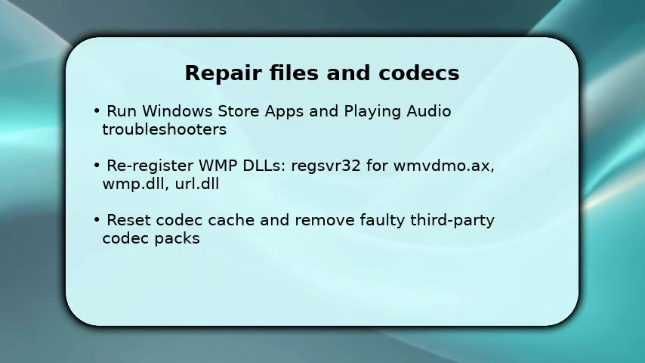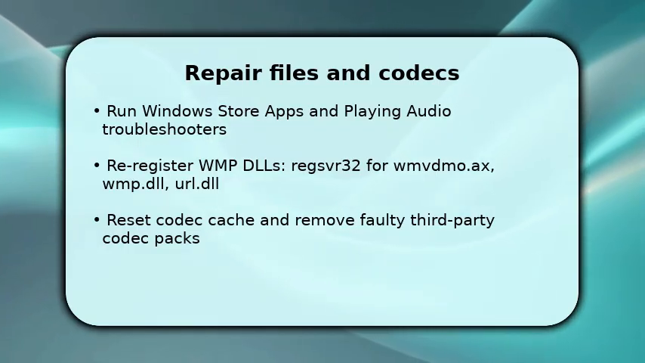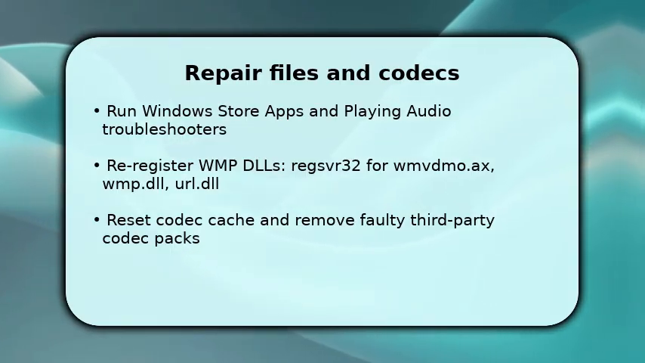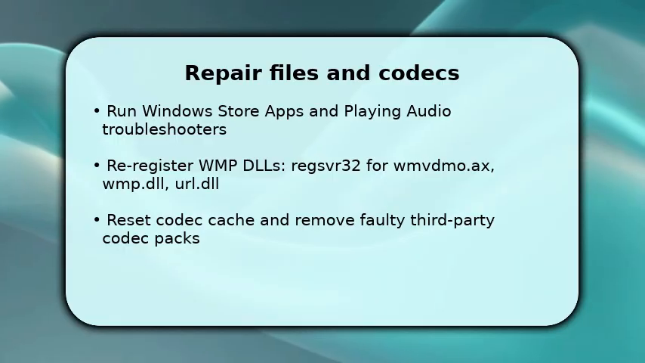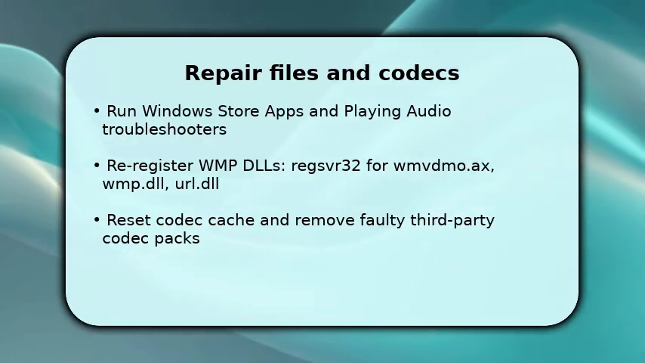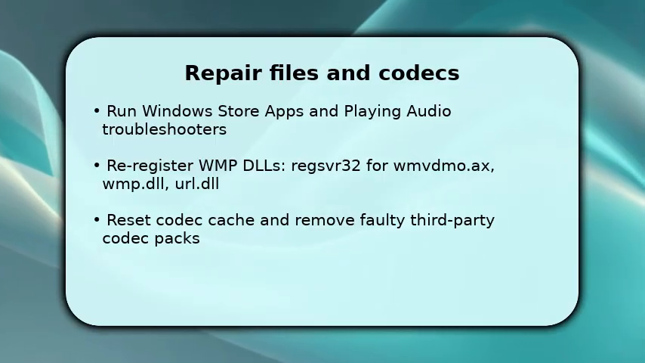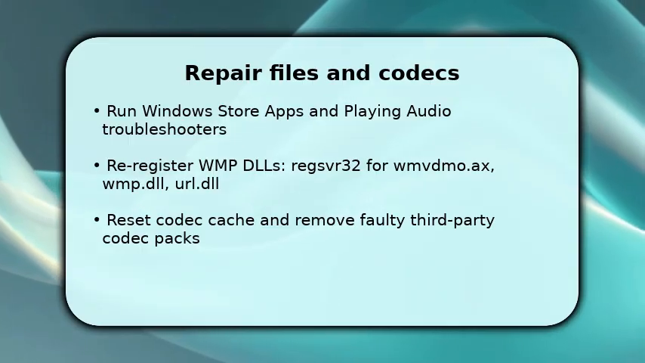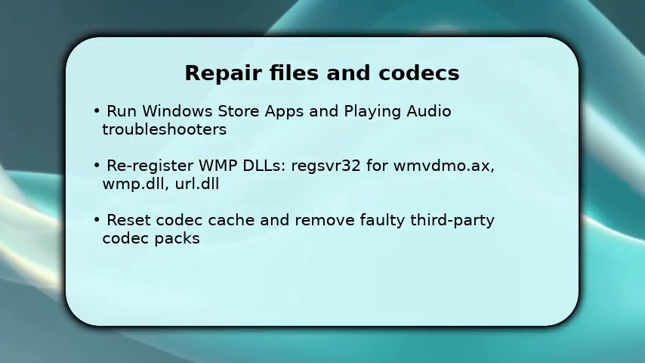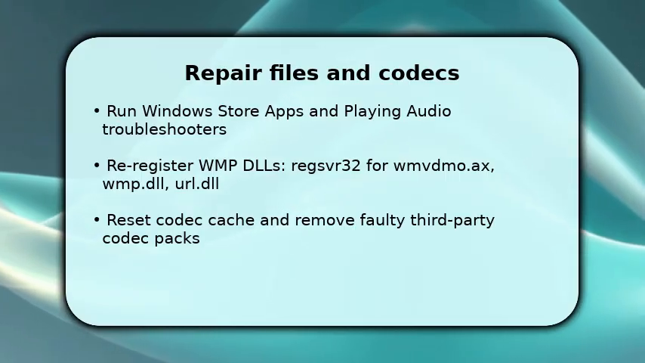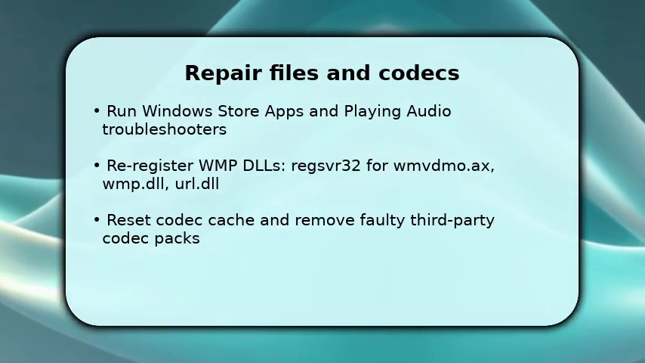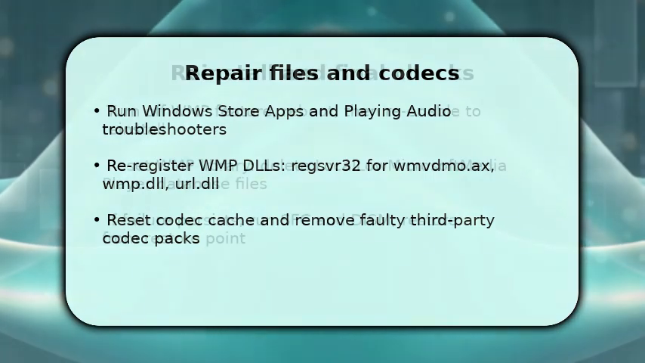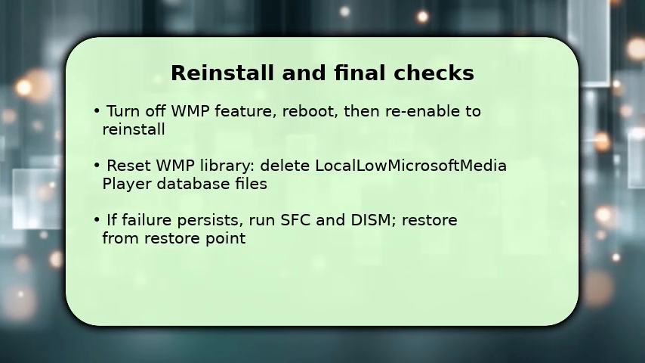Next, you tackle corrupt components and codec conflicts. Run the built-in troubleshooters for playing audio and Windows Store apps to auto-fix common settings. They often repair registry pointers. Then re-register key WMP DLLs with regsvr32 to restore broken COM registrations. This solves playback and library issues. Also clear the codec cache and uninstall third-party codec packs that cause conflicts. If you remove a codec pack, make sure to reboot so Windows rebuilds a clean codec list and tests playback again.